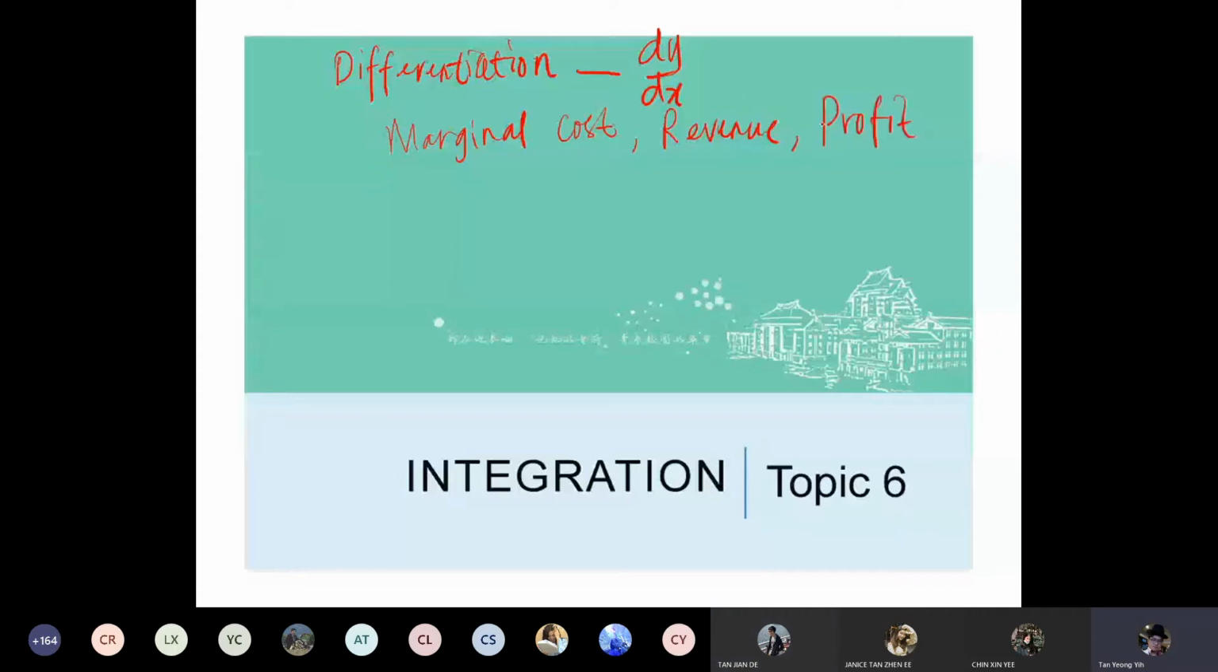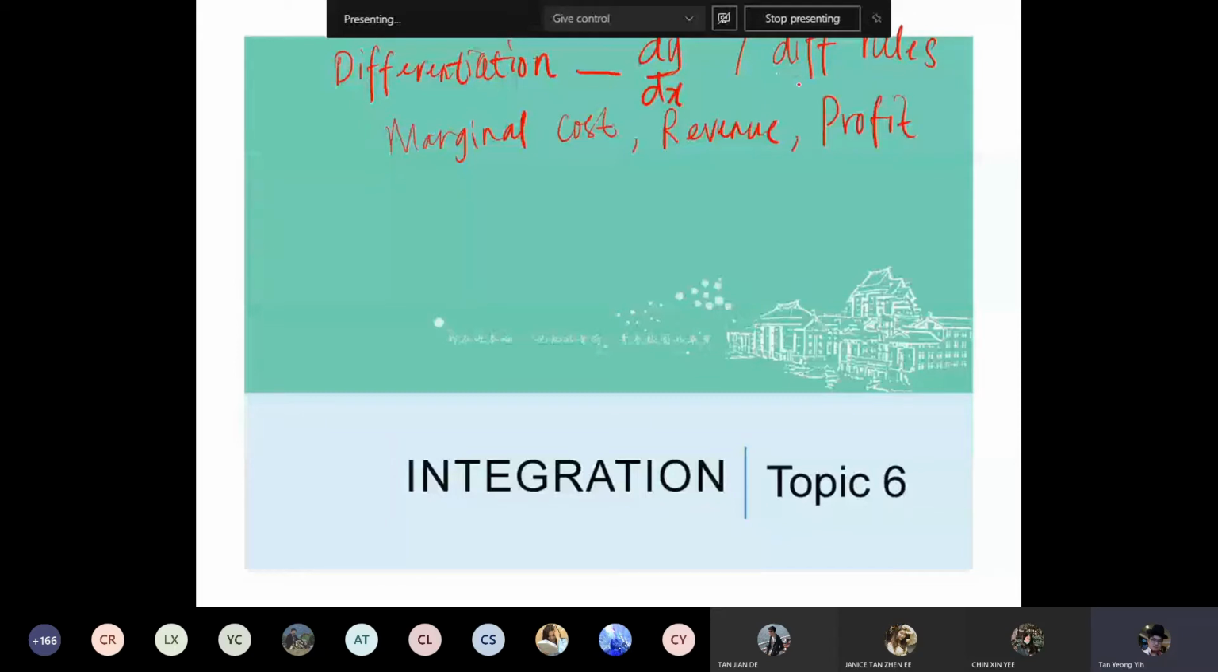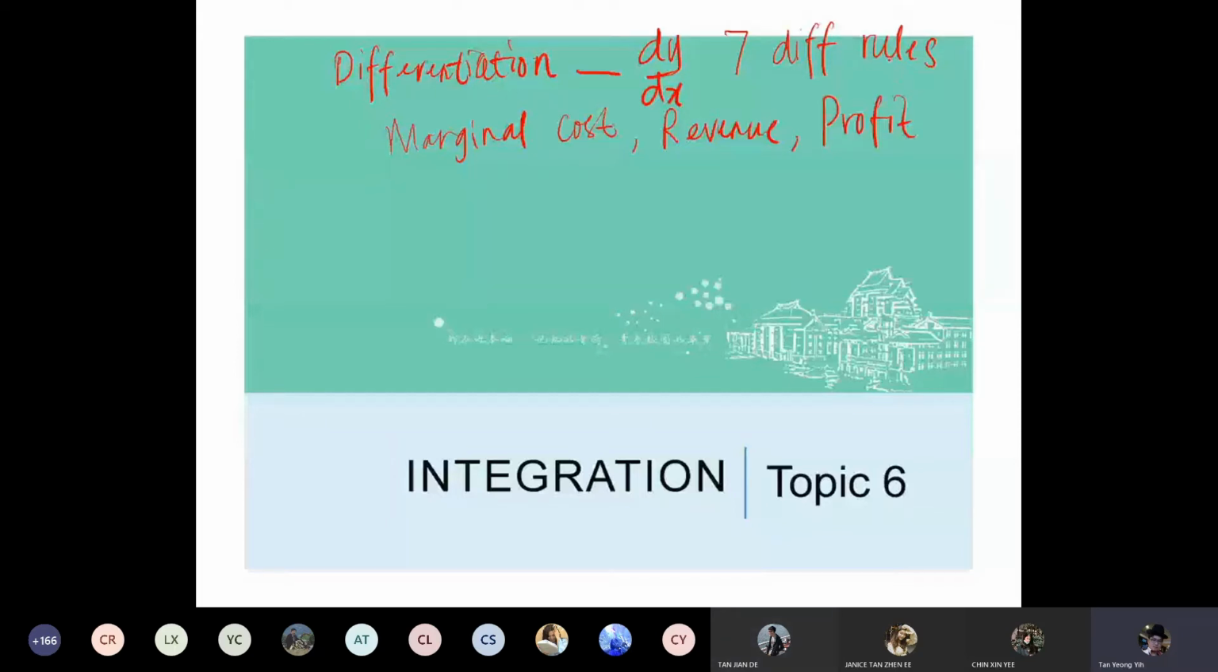Okay. Right. Now for differentiation, we actually learn about 7 differentiation rules, including the chain rule, the product rule, and the quotient rule. So we learn about marginal cost, marginal profit, and all these things. And what else? The last part we learn about finding the maximum and minimum value. Okay, good. Maximum and minimum points.